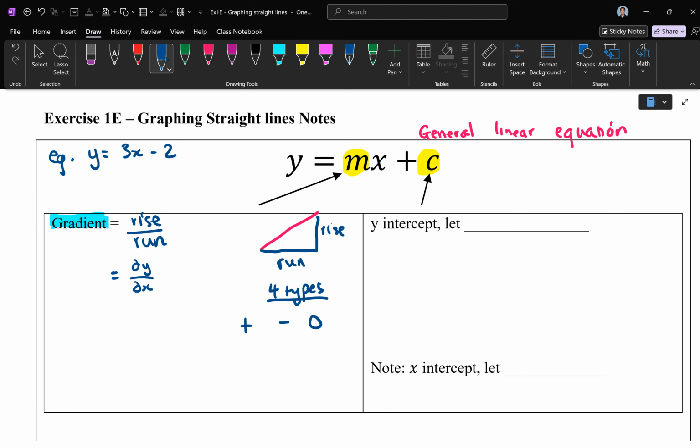Positive, negative, 0, and undefined. Positive looks like this. Negative looks like this, so from left to right, it goes down. Positive is left to right, it goes up. 0 is a nice horizontal line. And then undefined is a vertical line.